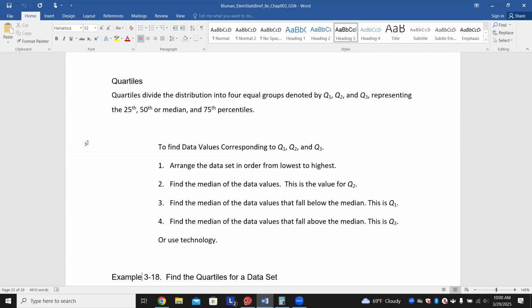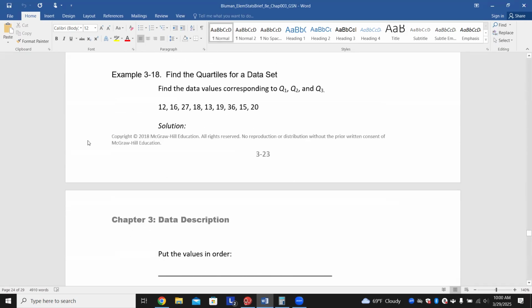I'll also show you again how we can use technology. If you remember when we did that in the previous video, it broke it down by Q1, Q2, Q3, and I'll tell you what that all means. So in example 18, it says find the quartiles of the data set, find the data values corresponding to Q1, Q2, Q3. We'll do this by hand because it's so small, but I'll also show you again how to use the calculator when dealing with larger amounts.